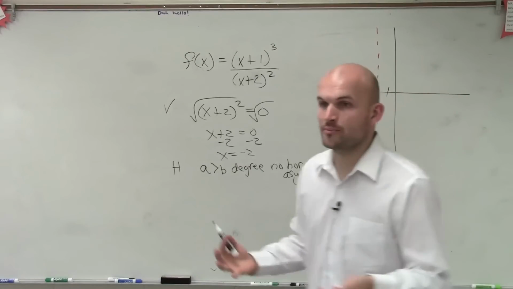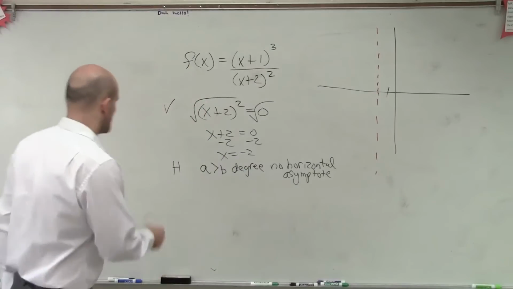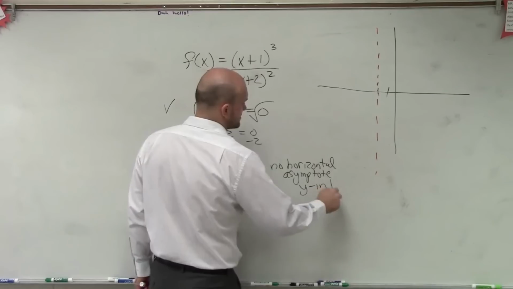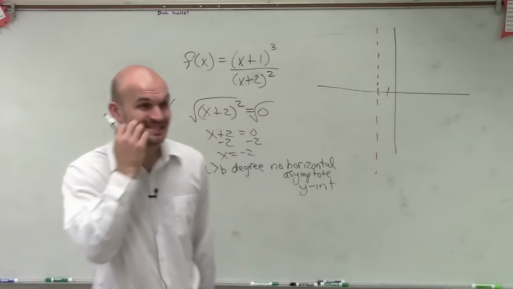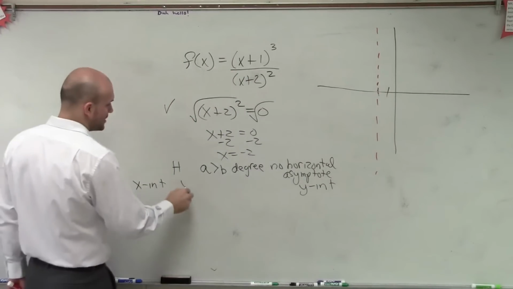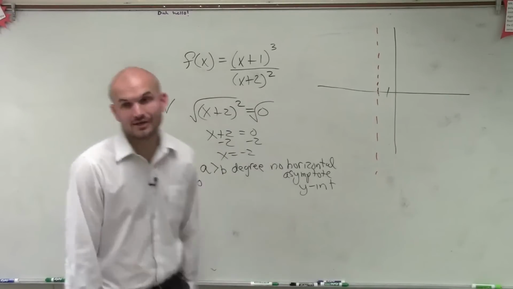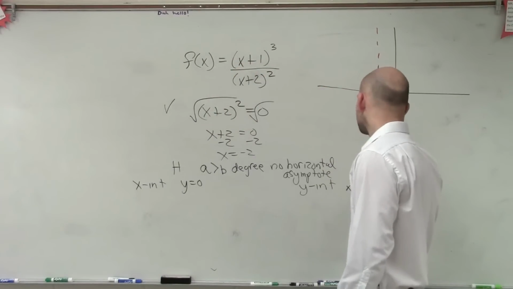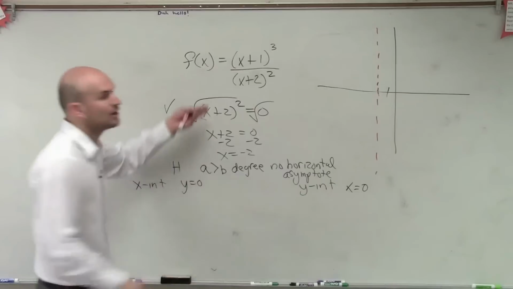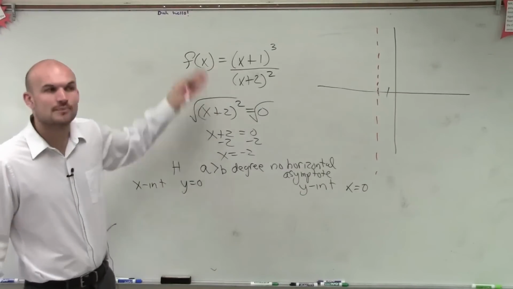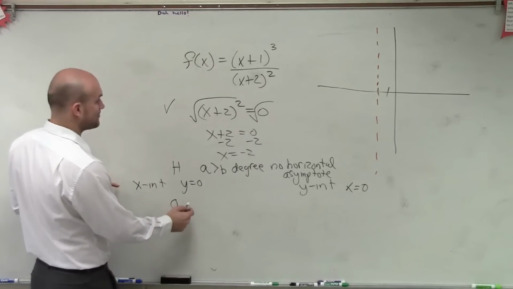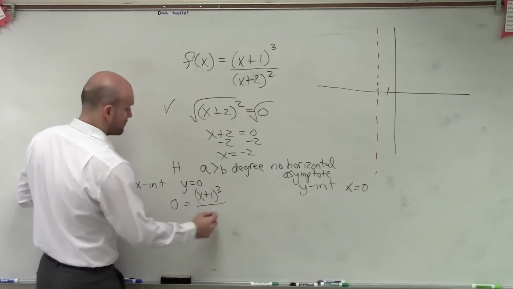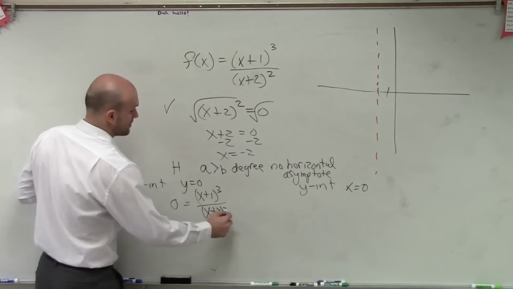All right, now the next two important points: let's find the x and y intercepts. Remember, the x-intercept is where the graph crosses the x-axis, so we know y equals 0. The y-intercept is where the graph crosses the y-axis, so we know x equals 0. To plug in y equals 0, I don't have a y, I have an f of x, but y and f of x are both the output values, so we say 0 equals x plus 1 cubed over x plus 2 squared.